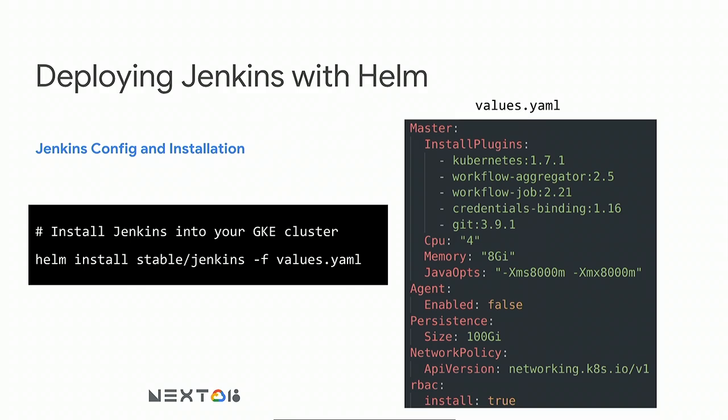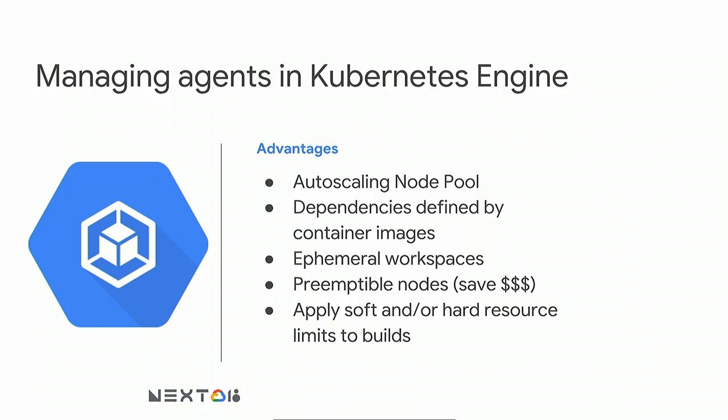The next few are the persistence, the size of the Jenkins home. Again, I don't need a huge disk, but I like to have some space in there for Jenkins to have its configurations and so forth. And the other two options, the network policy and the RBAC, are some security defaults that you can get out of the box. Cool. So what do I get by installing this Helm chart into a Kubernetes Engine cluster?